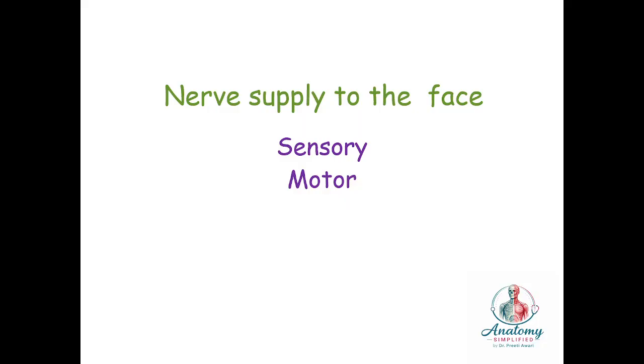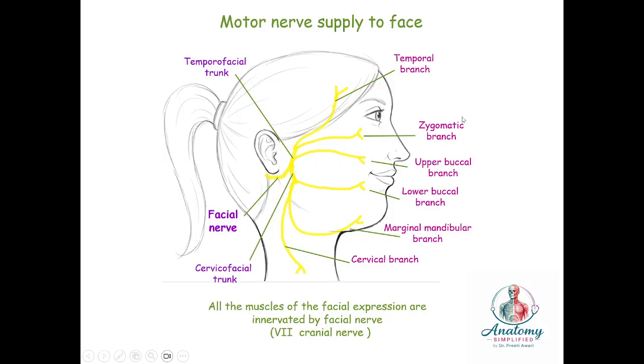After this, we'll see nerve supply to the face. The motor nerve supply to the face is done by facial nerve, a seventh cranial nerve. The facial nerve enters in the face through stylomastoid foramen, where it passes through the parotid gland, divides into temporofacial trunk and cervicofacial trunk. They again divide into temporal branch, zygomatic branch, upper buccal, lower buccal branch, marginal mandibular branch, and cervical branch. The temporal branch will innervate to muscles present over here like frontalis.